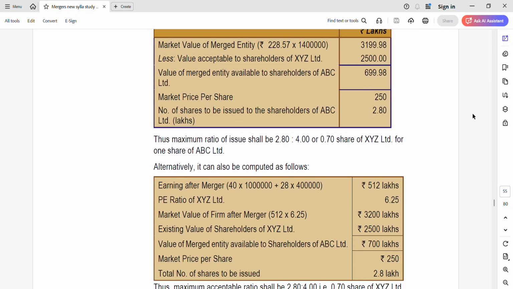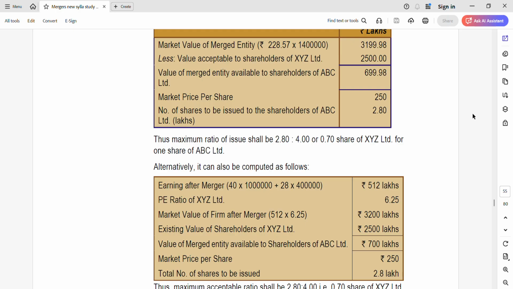The last part: the maximum exchange ratio acceptable to XYZ Limited shareholders. You can use this alternative because it is slightly easier. Earnings after merger will be 40 into 10 lakhs plus 28 into 4 lakhs, which gives rupees 5,112 lakhs. PE ratio of XYZ is 6.25. So the market value of the firm after merger is A into B, that is 3,200 lakhs, and the existing value of shareholders of XYZ Limited is 2,500 lakhs. You can see the previous computation also. So 3,200 minus 2,500 gives the synergy effect of 700 lakhs.